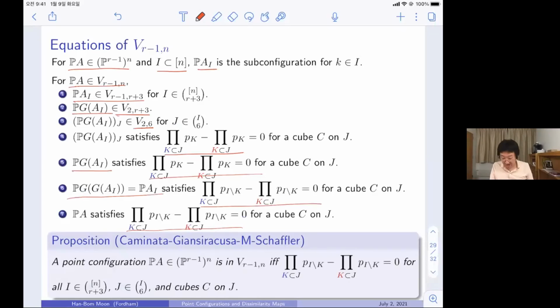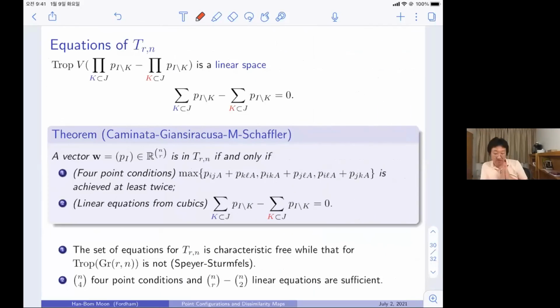The result of my collaborators is that a point configuration in V_{R-1,n} lies on a rational normal curve if and only if it satisfies these kinds of equations for all (R+3)-subsets of n, all 6-subsets J, and all cubes defined on the 6-set J. So essentially, there is only one kind of defining equation. So we are almost done.